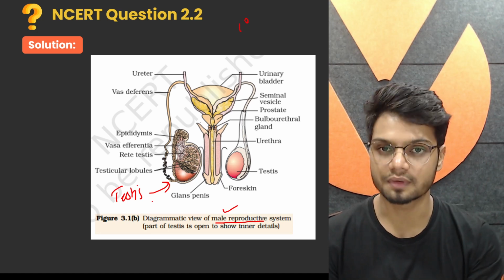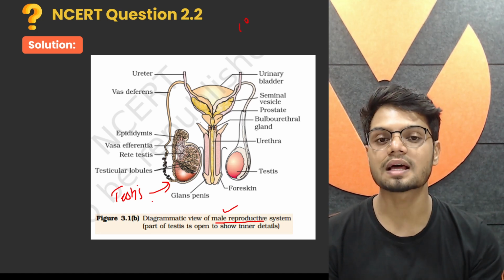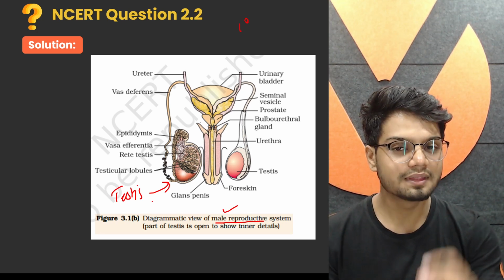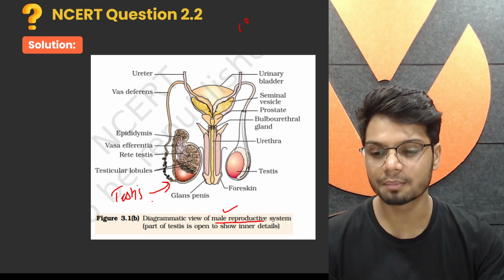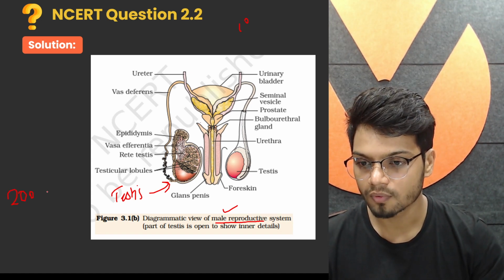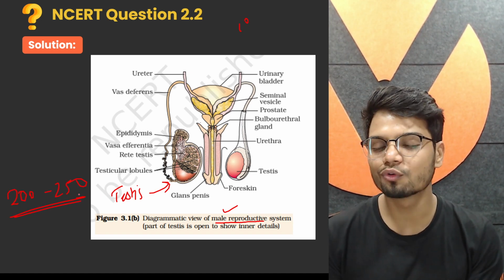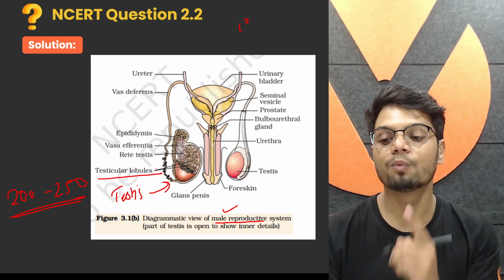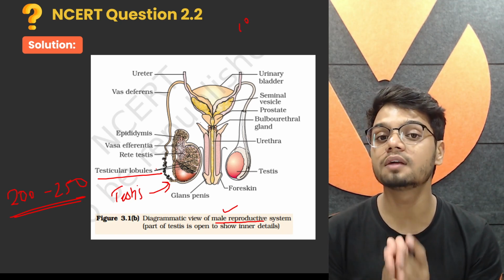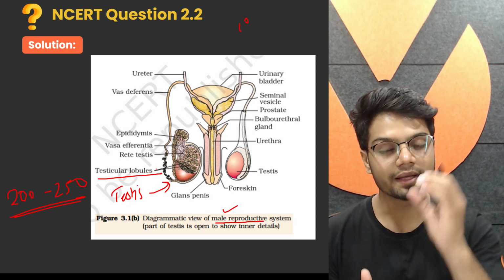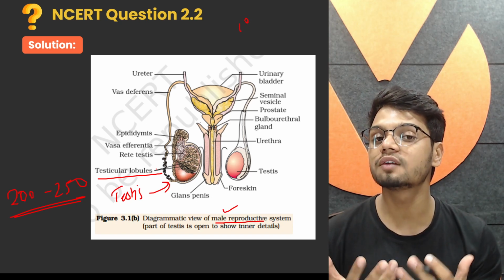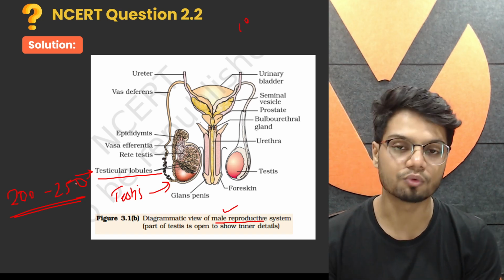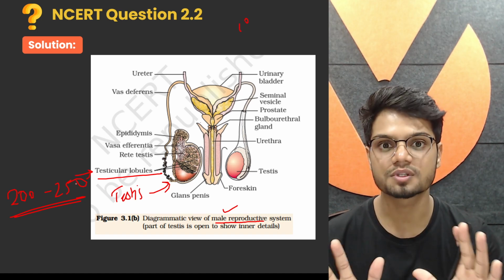Now let's look at the structure of the testis. Think of the testis as a huge mansion. A huge mansion will have many rooms, for example around 200 to 250 rooms. These 200 to 250 rooms are your testicular lobules. So each testis is made up of 200 to 250 different compartments, and these compartments are known as testicular lobules.